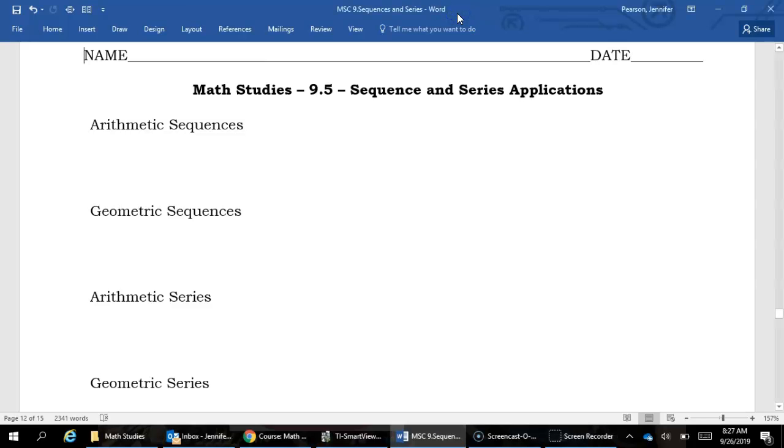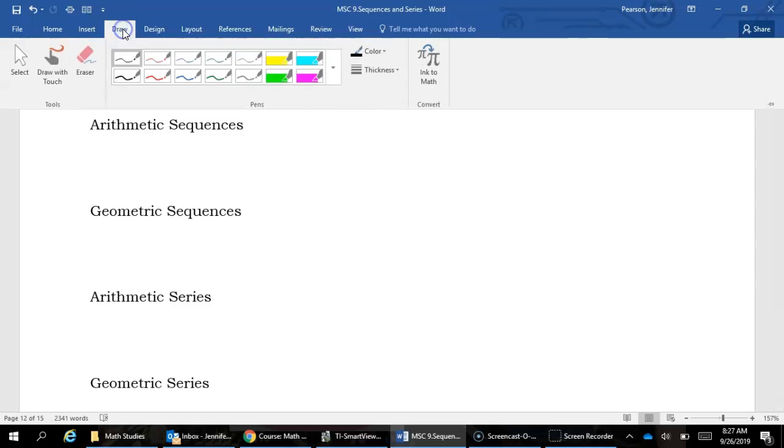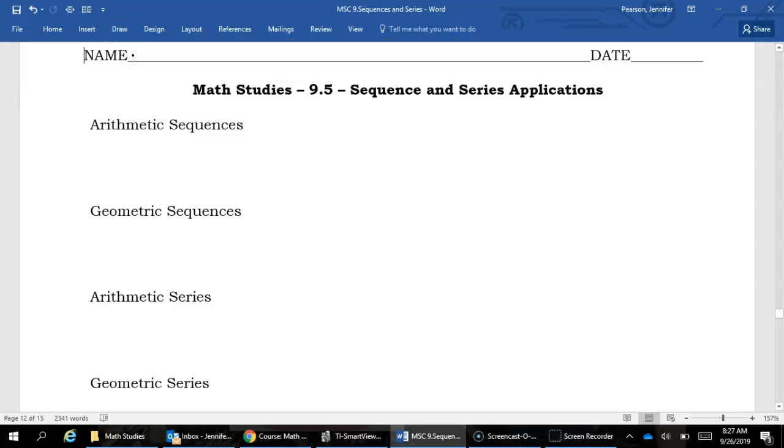This is Math Studies, Lesson 9.5, Sequence and Series Applications. So this lesson is all word problems. I don't actually even have any examples on this lesson, just a place to collect all of the formulas that we've gone over through the rest of the packet.